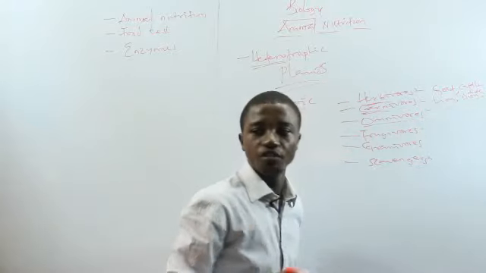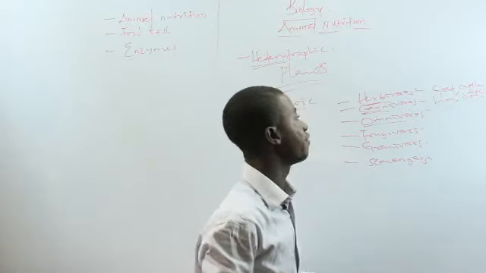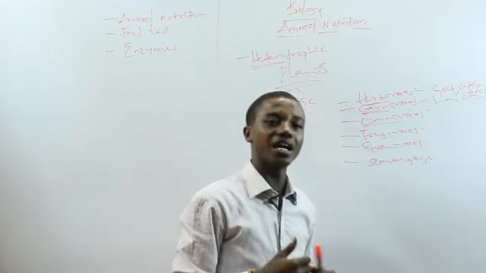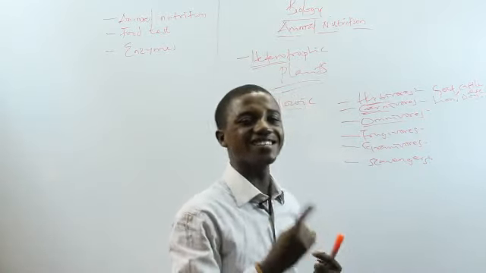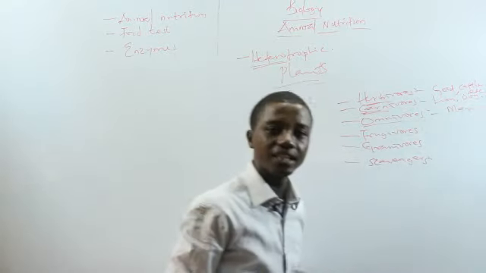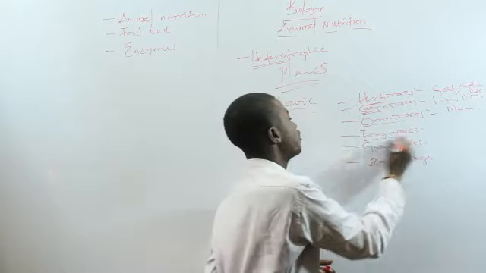Now, what are omnivores? Omnivores are organisms that feed on both plants and animals. They feed on both herbs and flesh. The example of an omnivore is man. Man is an omnivore.